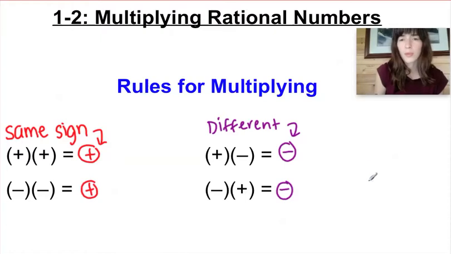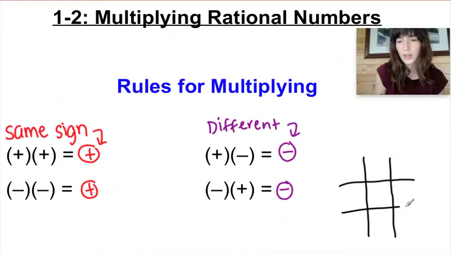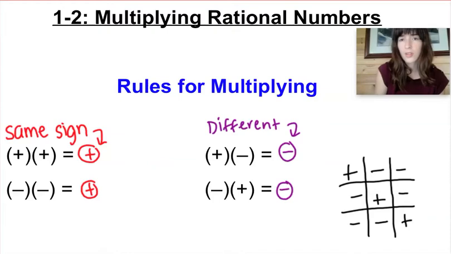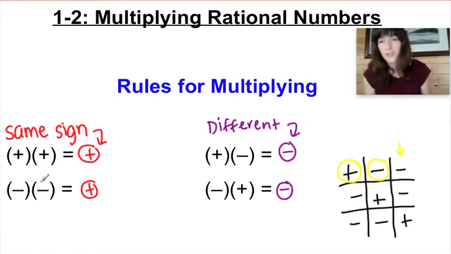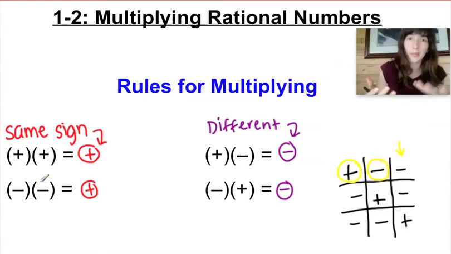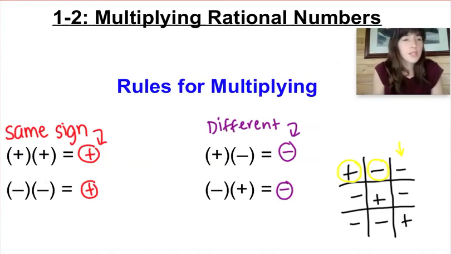I think I showed you this little tic-tac-toe board to help you remember. So draw a little tic-tac-toe board, plus signs all the way down in one diagonal. Fill the rest in with negatives. So you can read it: a positive times a negative is a negative. A negative times a positive is a negative, and a negative times a negative is a positive. I think it goes without saying that a positive times a positive is positive, because that's what you learned back in 3rd grade. All right, so let's practice multiplying.